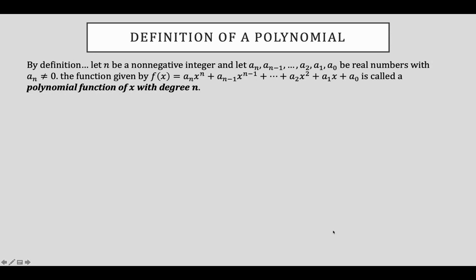So by definition, here we have a polynomial. Let n be a non-negative integer and let a sub n, a sub n minus 1, ..., a sub 2, a sub 1, a sub 0 be real numbers with a sub n not equal to 0. The function given by f of x equals a sub n x to the nth power plus a sub n minus 1 times x to the n minus 1 plus ... plus a sub 2 x squared plus a sub 1 x plus a sub 0 is called a polynomial function of x with degree n.